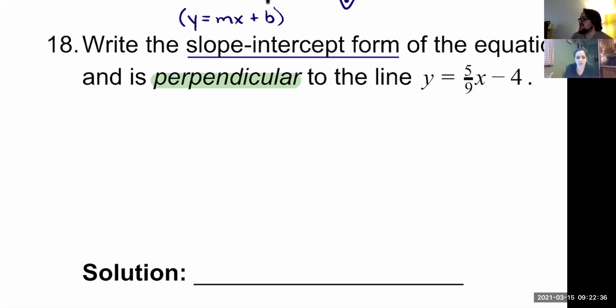It's a trick question. It's both. Perpendicular lines have opposite reciprocal slopes. We change the sign and we flip the fraction. So perpendicular lines have opposite reciprocal slopes.